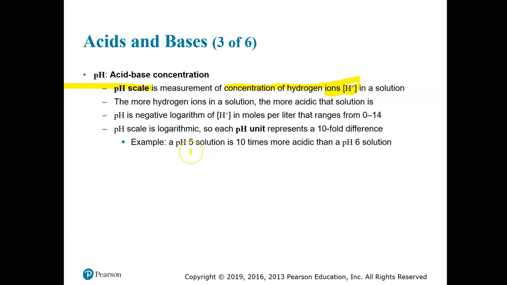And we can also compare solutions. So let's say we have a solution that has pH 5 compared with one that has a pH 6. The solution that's pH 5 is 10 times more acidic than pH 6. Or we could say pH 6 is 10 times less acidic than pH 5. So every time you go up 1, it makes it 10 times less acidic. Or if you go down 1, it's 10 times more acidic.